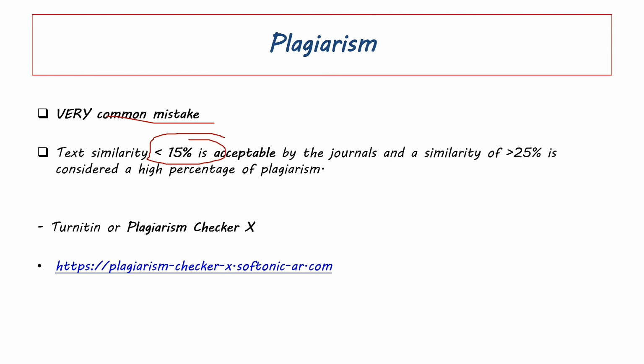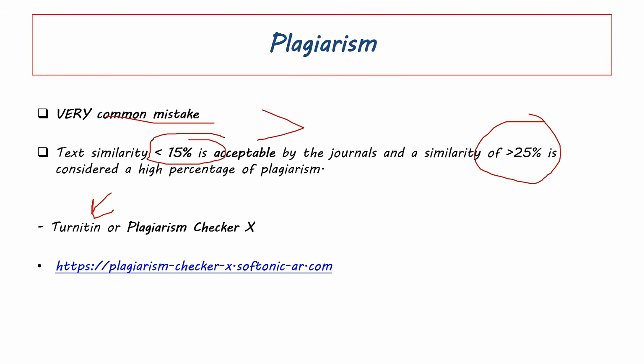Okay, any text similarity above 25% is always a major red flag for the journal that your paper will be rejected directly by the editor, because most of the journals have software like Turnitin that they will run your manuscript through before sending your paper to the review process, and if they find that your text similarity is very high, they will reject it directly before sending it to review.